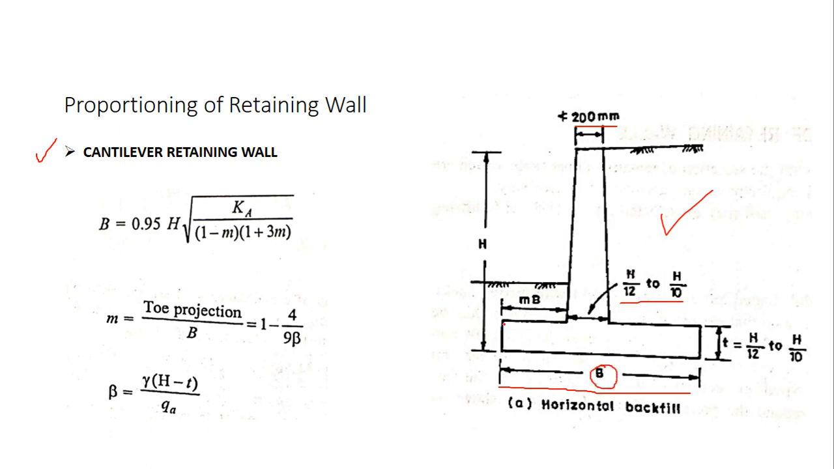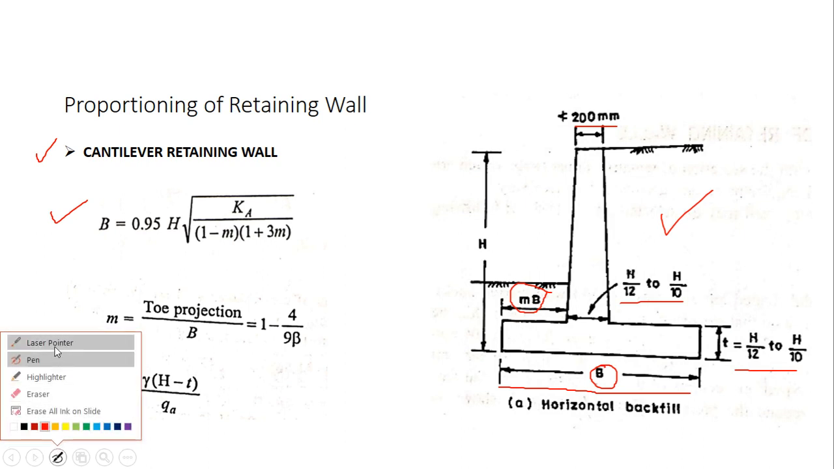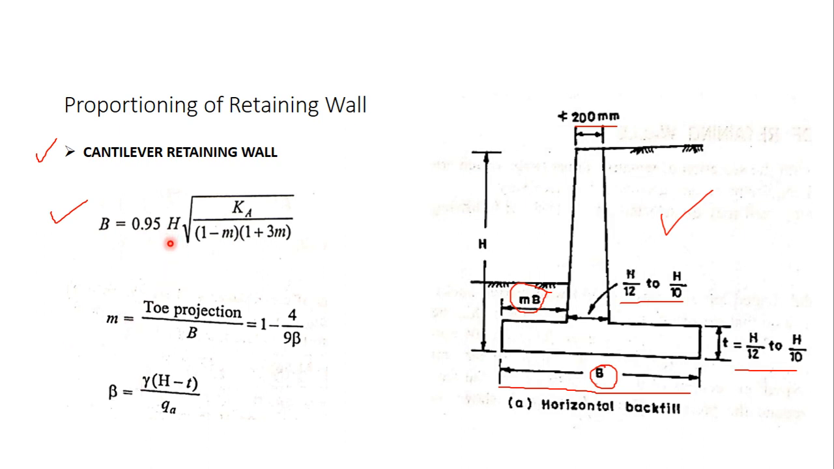The projection of the toe slab is given by m into B, and the thickness of the slab is given by H by 12 to H by 10. Okay. Now let us see how to calculate B and m. So B is given by 0.95 into H into square root of Ka divided by (1 minus m) into (1 plus 3m). So H, I have already told you, is the height of the backfill. Ka is the coefficient of active earth pressure, and m is a parameter.